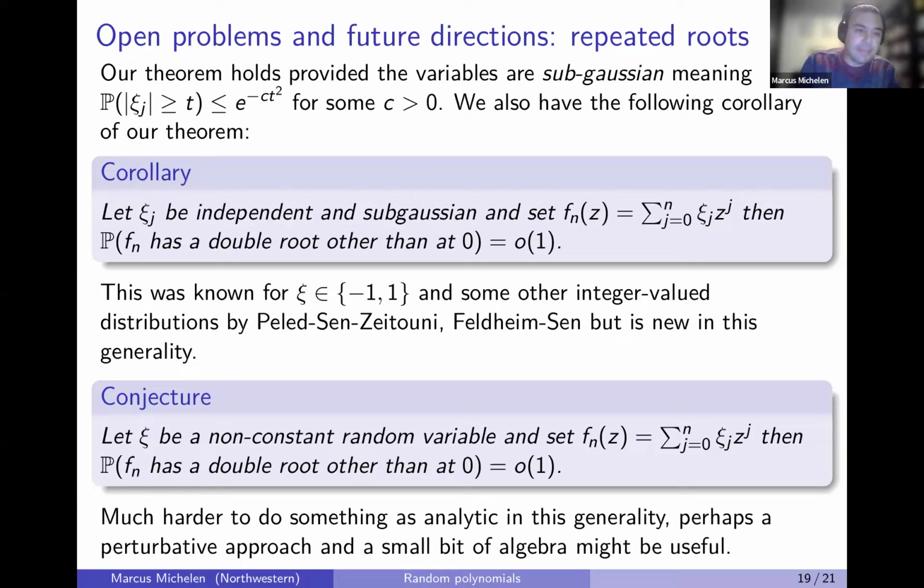So it seems like something perturbative and maybe a little bit of algebra would be useful. Our proof is completely analytic. There's no algebraic information at all. We're just figuring out how big everything is. So I think this is a nice open problem, which, it's kind of crazy, hasn't been proven.